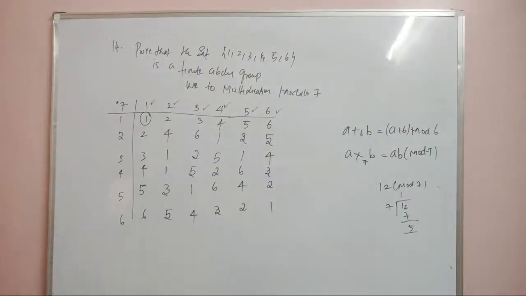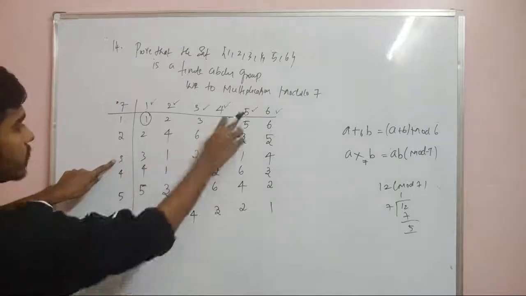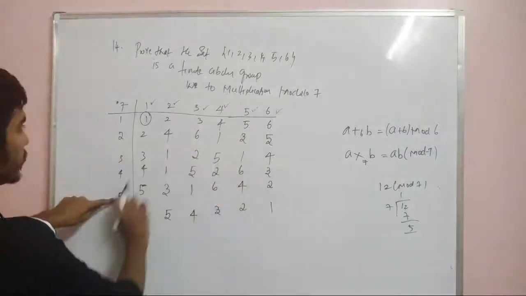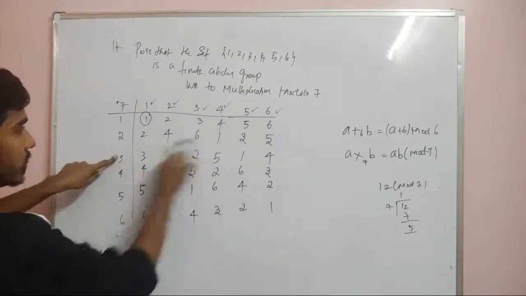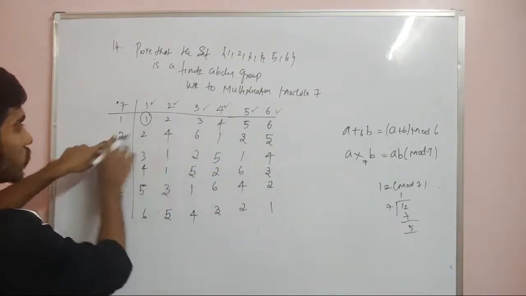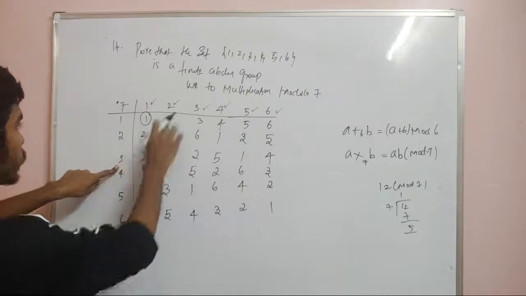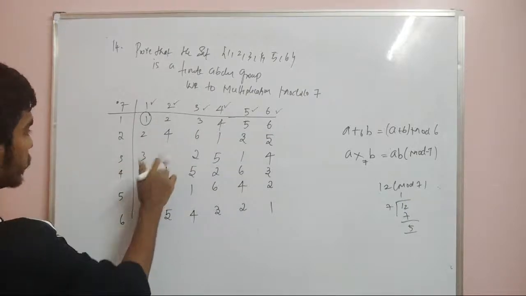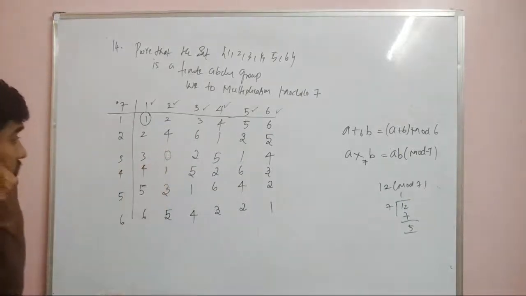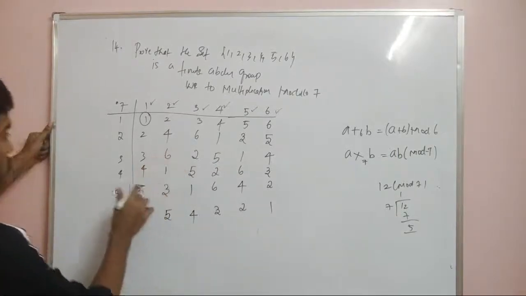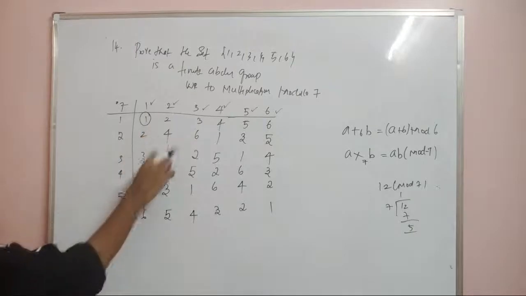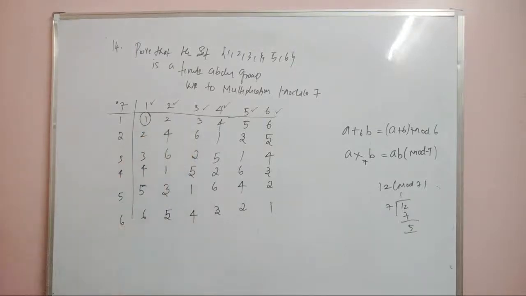So A into B is same as B into A. You can see 3 into 5 is 1. 5 into 3 is also 1. 4 into 4 is 2. 3 into 2 is 6, we have mod 7, right? So 3 into 2 is 6. 2 into 3 is 6 again.